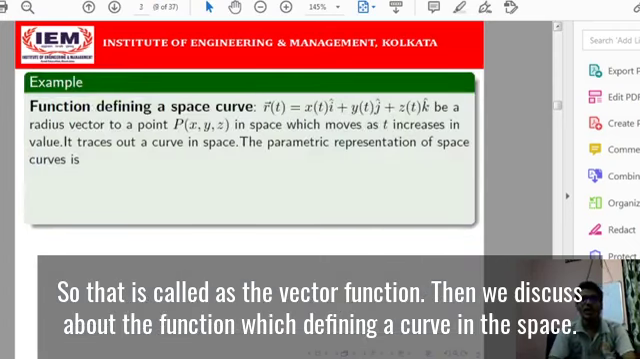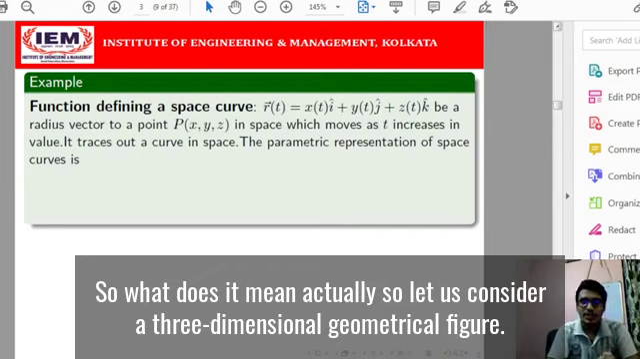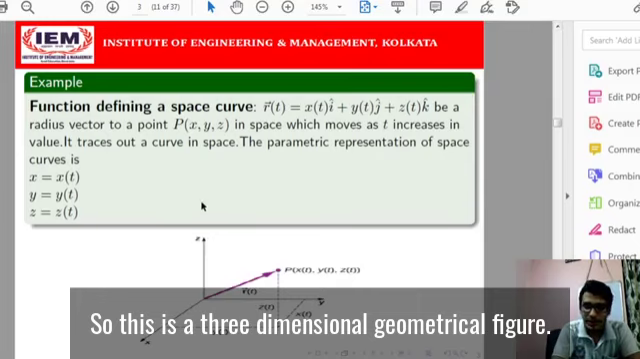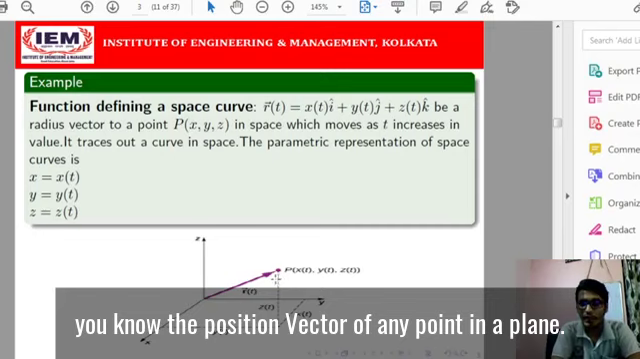Then we'll discuss the function which defines a curve in space. What does it mean? Let us consider a three-dimensional geometrical figure. Let us consider the position vector of any point in space. What is the position vector?